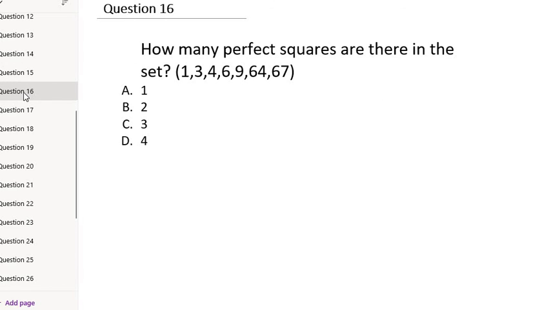Question 16. How many perfect squares are there in the set? Now, a perfect square is a product of some integer with itself. So, 1 times 1 will give me 1. 1 is a perfect square. 2 times 2 will give me 4. 4 is a perfect square. 3 times 3 will give me 9. 9 is a perfect square. 8 times 8 will give me 64. 64 is a perfect square. How many are they? 1, 2, 3, 4. The right answer is D, which is 4.